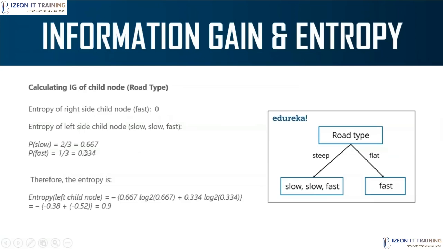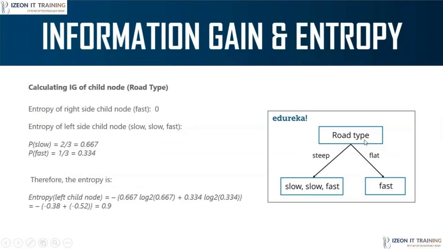Now for the entropy of the left hand side, you again have to calculate the fraction P slow and the fraction P fast. Out of three observations, in two observations we have slow. That's why we have 2 by 3 here. Similarly, for P fast, we have 1 divided by the total number of observations, which is 3. So out of these 3, we have 2 slows and 1 fast. When you calculate P slow and P fast, you get these two values. Then when you substitute them in the entropy formula, you get the entropy as 0.9 for the road type variable. I hope you all are understanding this.